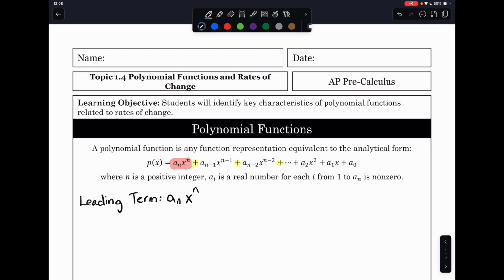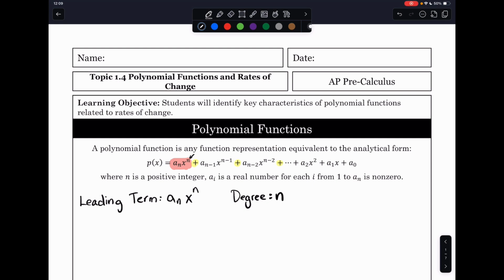Now, why is this term so important? Because this term tells me two pieces of information. The first piece of information, it tells me what the degree of the polynomial is. And we'll get into why that's important later. But today, I just wanted you to identify what the degree is. Well, the degree of a polynomial is the highest of all the exponents. So in this example, this would be whatever that letter n represents. That would be the largest of all the exponents, and we say that that is the degree of the polynomial.